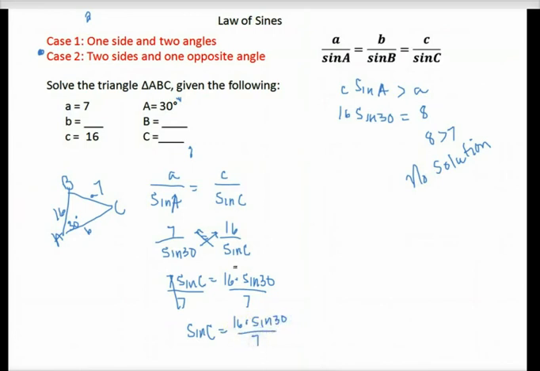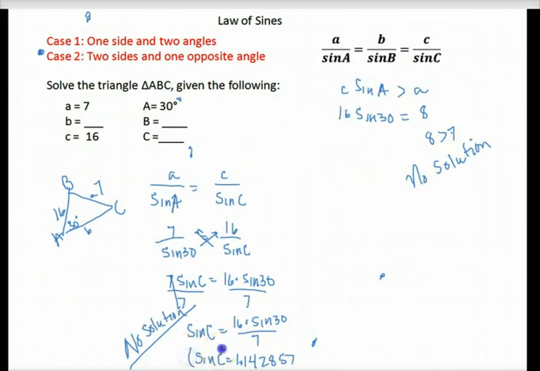Now I have that the sine of C equals 16 times the sine of 30 divided by 7. I'm going to go ahead and calculate that. That gives me 8 over 7, or sine C equals 1.142857. At this point you might be able to say, well, the sine can't be bigger than 1, so I know this is no solution. Okay, so these are the 3 places you can check. At the beginning, or you can get to the bottom and find out that, oh, sine is equal to something greater than 1, so it's no solution.